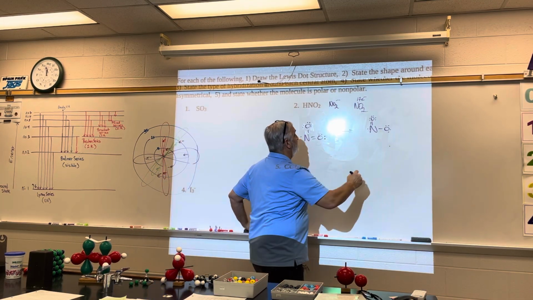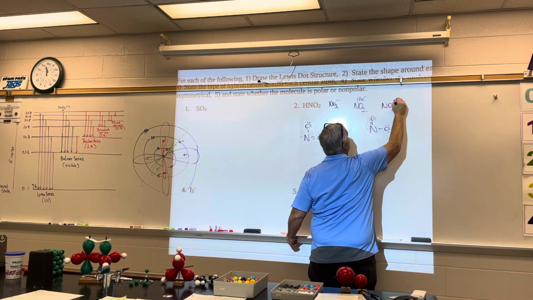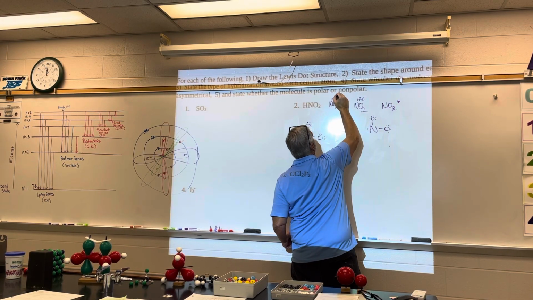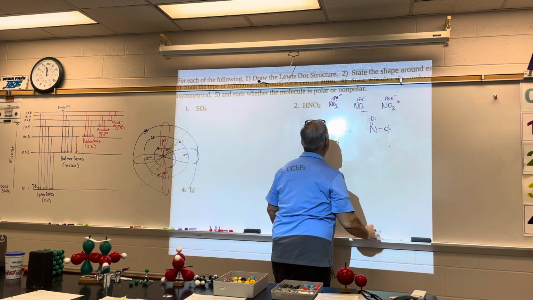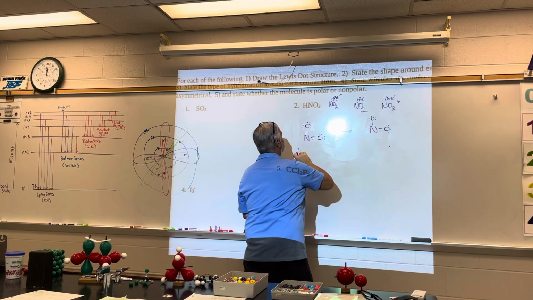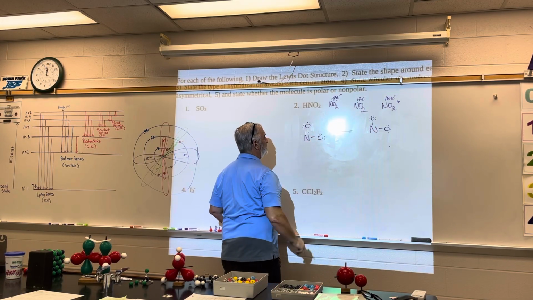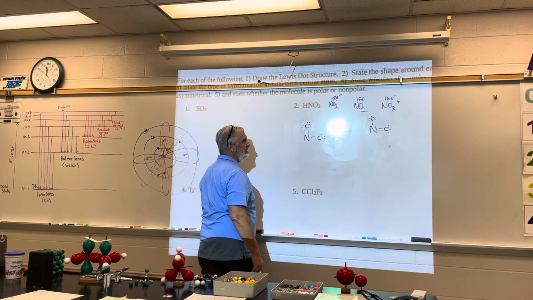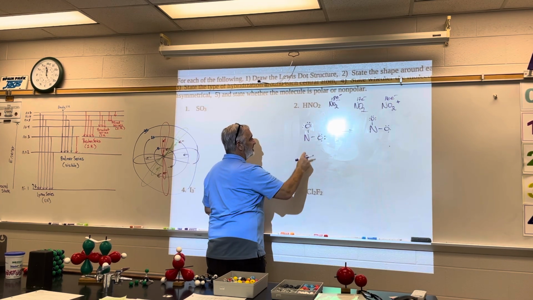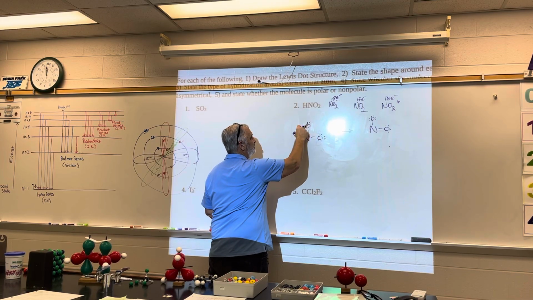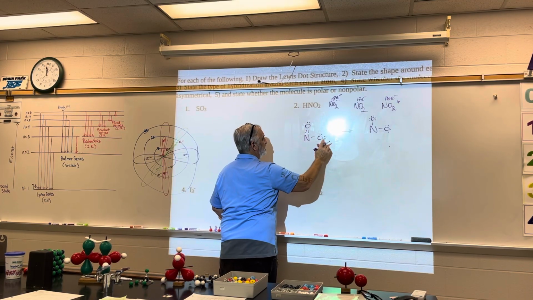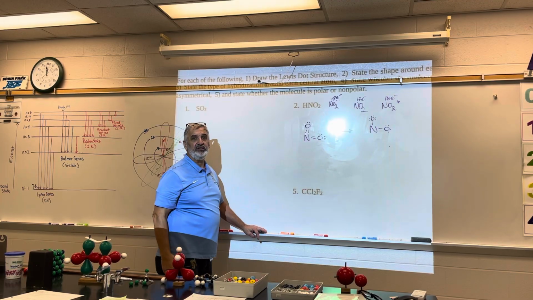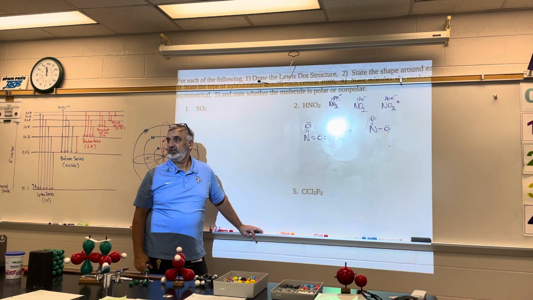But what about NO2 plus? So how many electrons? This had 18 electrons. That's got 17. This is going to have 16 electrons. So again, now it's going to be that. Now when I draw it, starting there, 2, 4, 6, 8, 10, 12, 14, 2, 4, 6, 8, 10, 12, 14, 16. So I need 2 double bonds. Do I have resonance here? No. It's all the same.